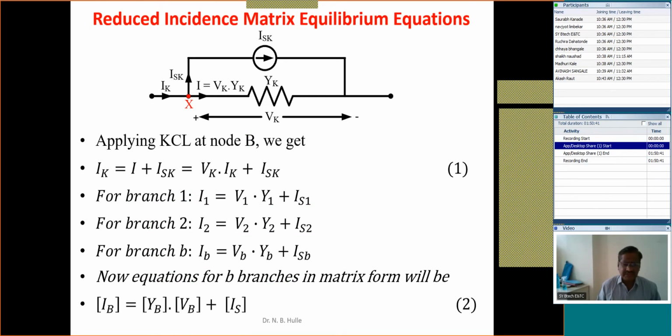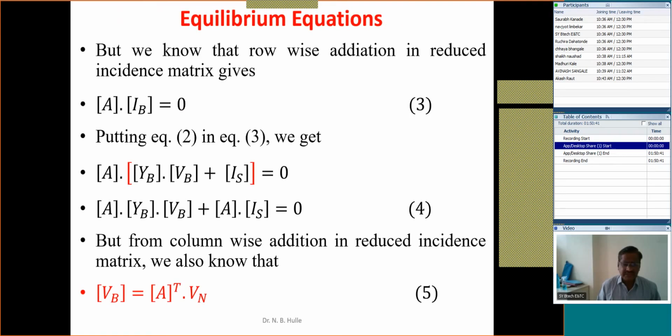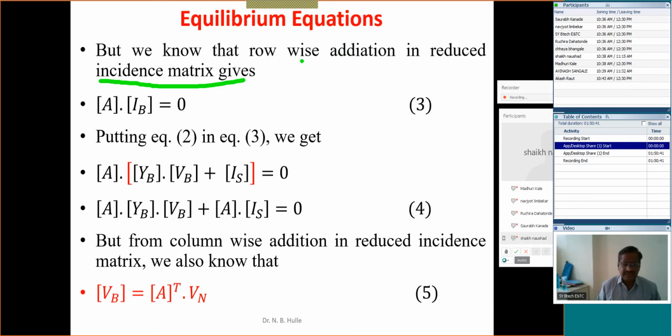That is IB is equal to YB into VB plus IS. Is it right? But we know that row-wise addition in the reduced incidence matrix, already we have discussed this. How is the row-wise addition? Row-wise addition is nothing but A into IB, which is equal to 0. Just we have discussed that.